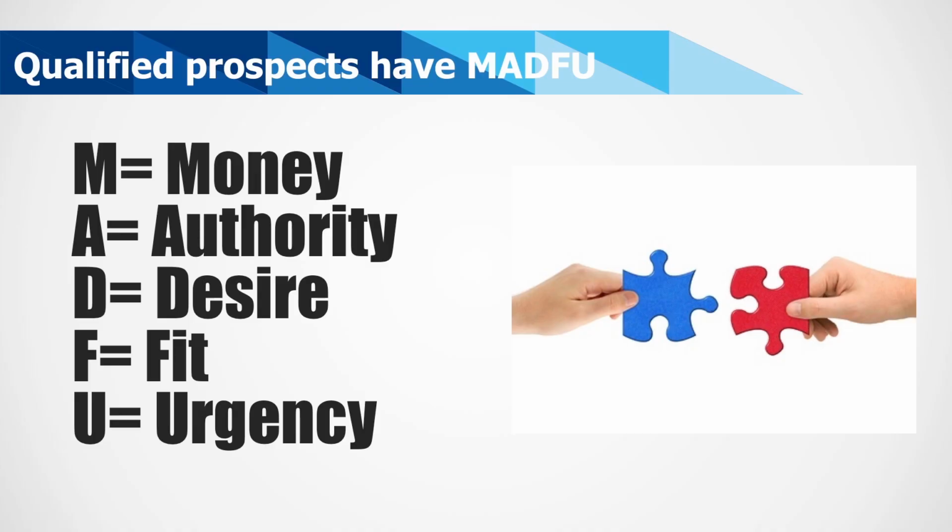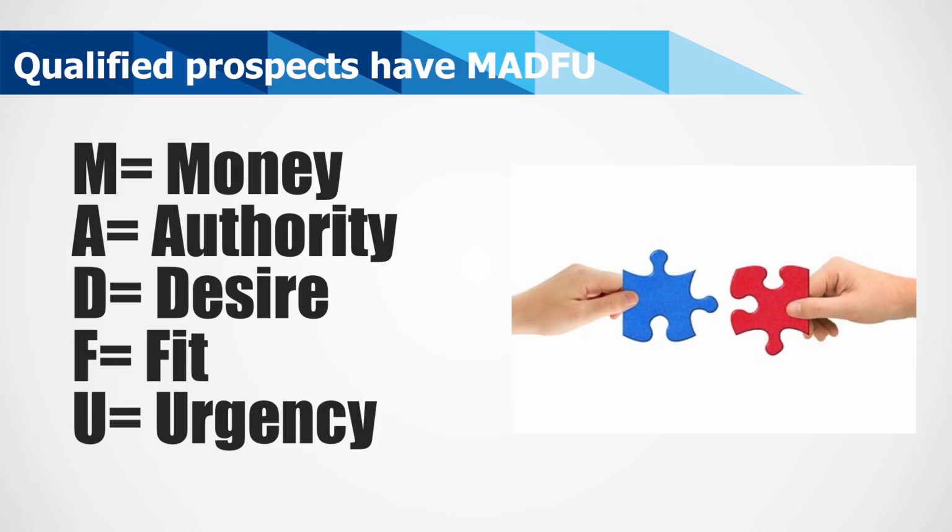D is desire. It's great that they have budget. It's great that they can make the decision. Do they want your product or service? Is there a desire there? Is that desire emotional? Because if it's emotional, they are excited to do business with you. They are worked up. Desire is a great qualification criteria.